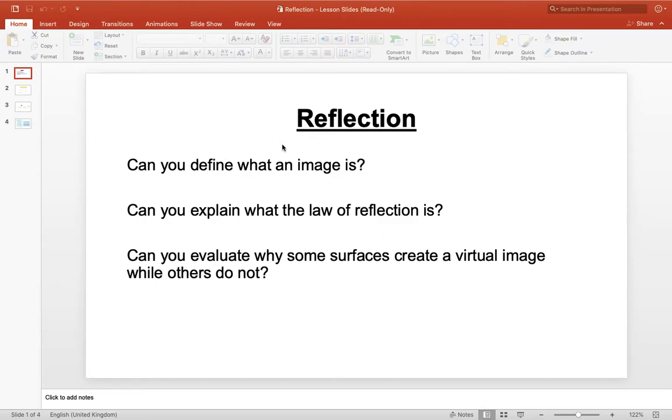So today's title in your books, you need to write the title Reflection. You need to put the date in the top corner. By the end of today's lesson, you should be able to define what an image is, explain what the law of reflection is, and evaluate why some surfaces create a virtual image while others do not. So write this title in your book and we can make a start.